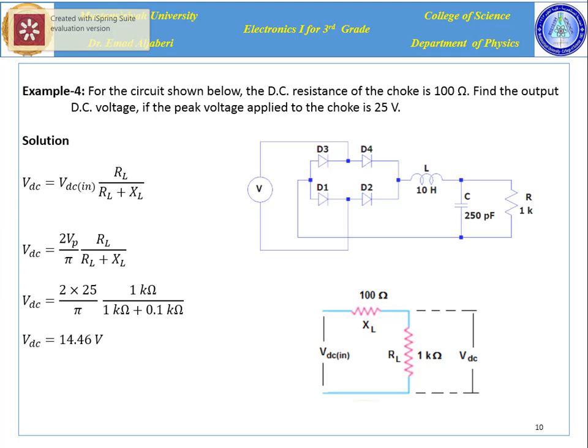The solution is very simple here. This is a voltage divider between X L and R L, and you can calculate V DC from this equation: V DC times R L over R L plus X L. X L is 100 ohm and R L is 1 kilo ohm. And V DC, because this is a full wave rectifier, can be calculated by 2 V sub m over pi. The V DC then is equal to 14.46 volt.